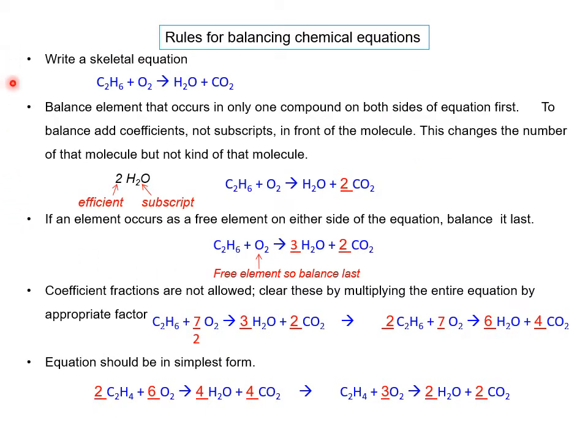Right, so now here I have all the rules we just went over. I put them all together on this slide so that you can look at them. Okay, so first we write the skeletal equation. We balance the element that occurs in only one compound on both sides of the equation first. Last, we balance the free element. If there's any fractions, we get rid of these by multiplying by the appropriate factor, which is the denominator. And if the equation is not in the simplest form, we simplify it.